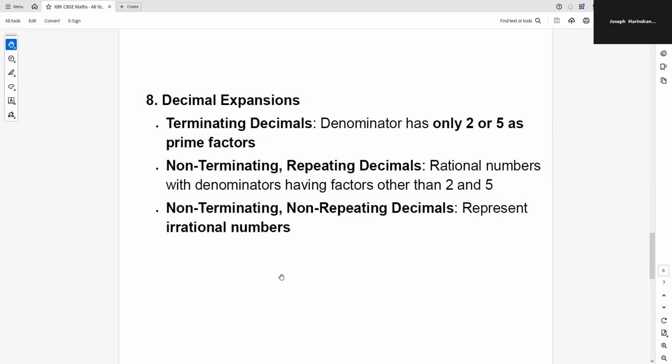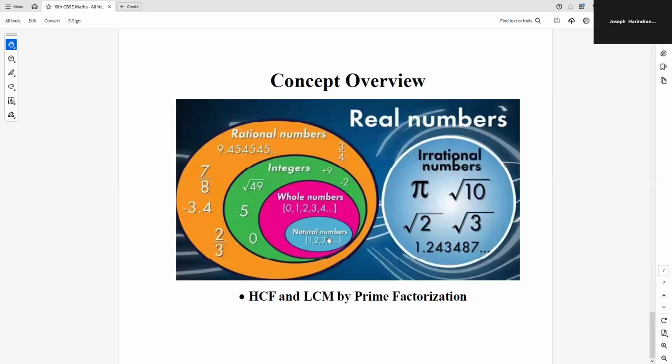For our approximations, we can take it as 3.14 for calculations. To simplify our calculations, we take pi equal to 3.14, just to 2 decimal places, because it goes on like that. And this type of decimal expansion is there.